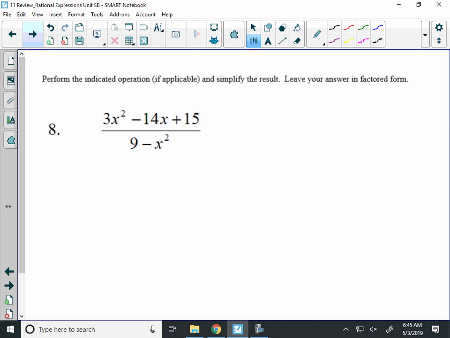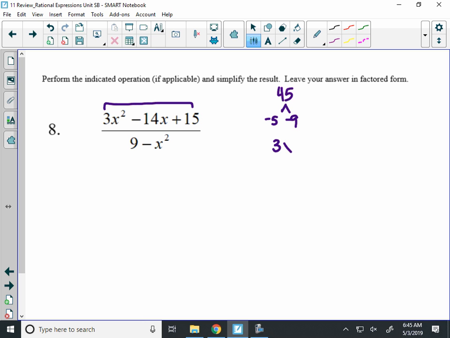So what I would do is start by factoring the numerator. When I multiply 3 and 15, I get 45, not 35. And I need to find two numbers that multiply to 45 and add to negative 14. That would be, let's see, negative 5 and negative 9. Right, so let's split the middle here. Let's get our factored form so that we can then put it right back into our rational expression.